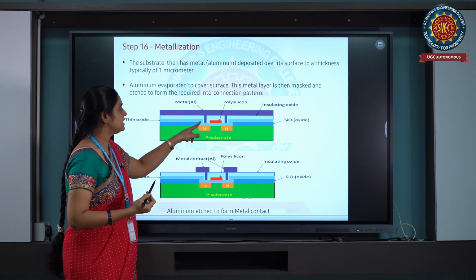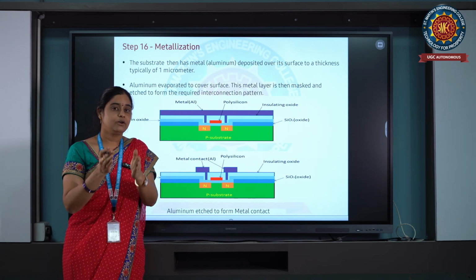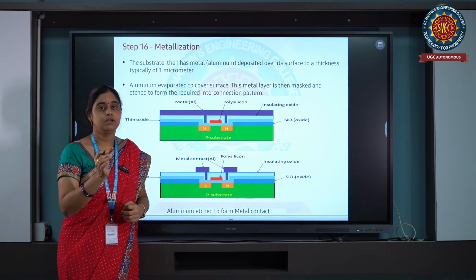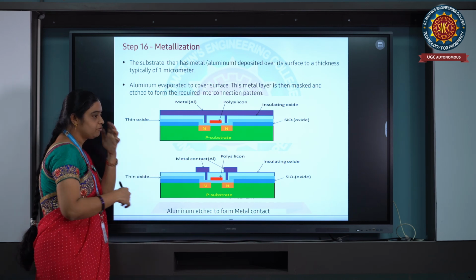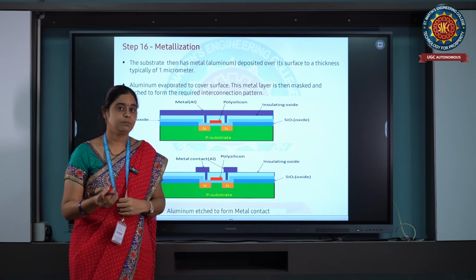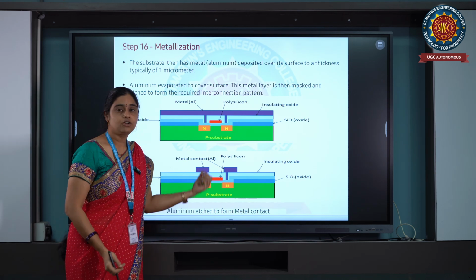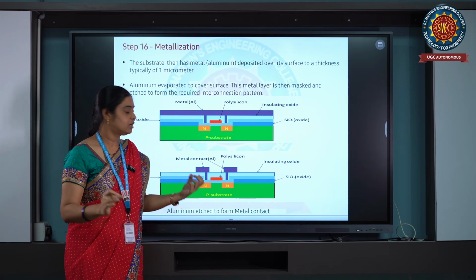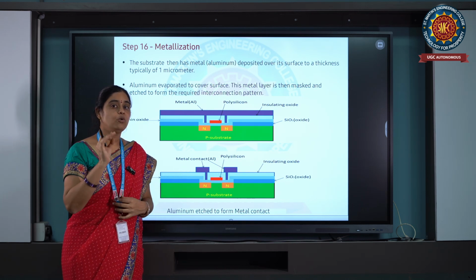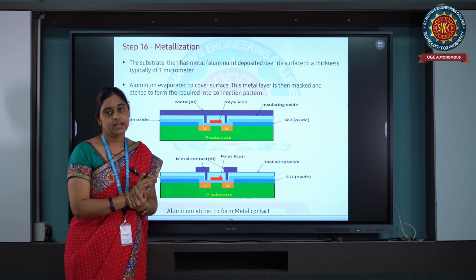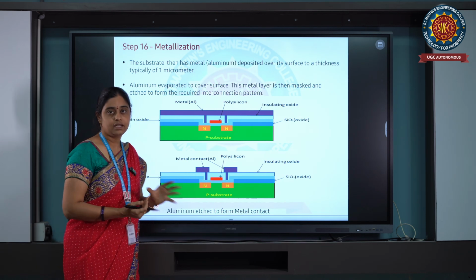Now you can see that it is directly touching the source, drain and gate, because we have made contacts only at those regions using photolithography. Using masking and etching, we had made some gaps at those regions. Now, at the last step, we are performing masking and etching again, because we need metal contacts only at the terminals. We don't need metal contacts on the complete substrate. So we will place aluminum only at the drain, source and gate. For that, we are again performing masking and etching and leaving metal contact only at those places.